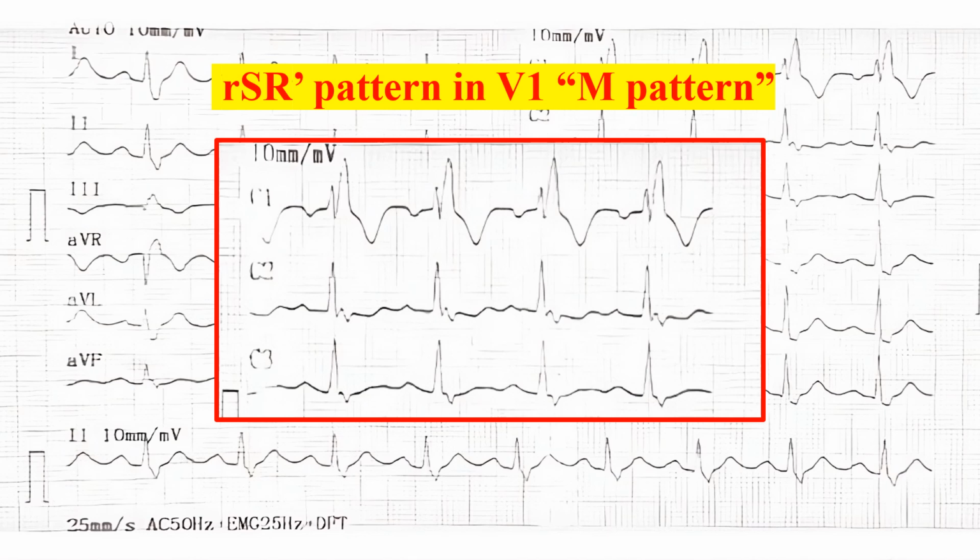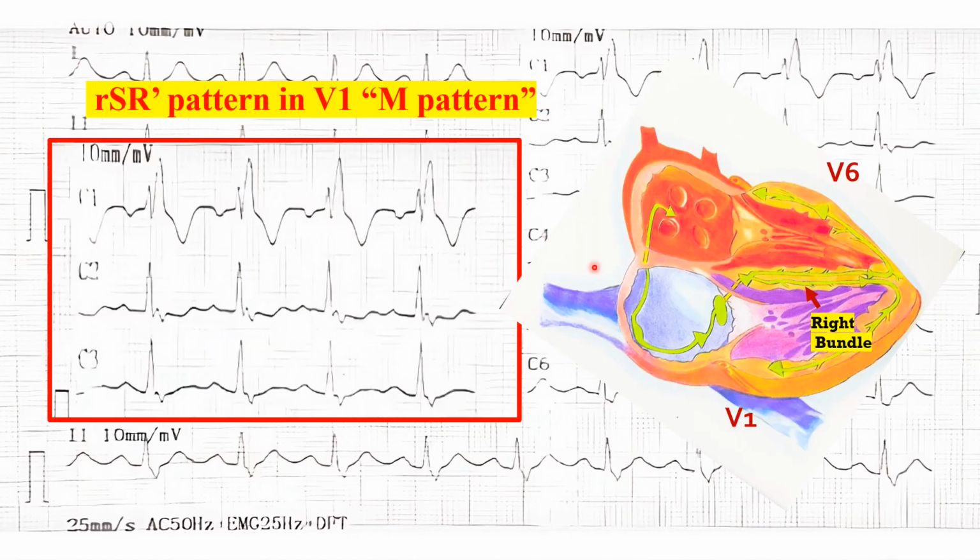Now let's discuss what happens because of this delayed conduction on the ECG. For that, we should know about the chest leads. In the case of right bundle branch block, we see a pattern which is called an RSR pattern. This RSR pattern is also called the M pattern, and this is pathognomonic for the right bundle branch block. So whenever there is a right bundle branch block, we always try to see this pattern. Now let's discuss this pattern in detail.